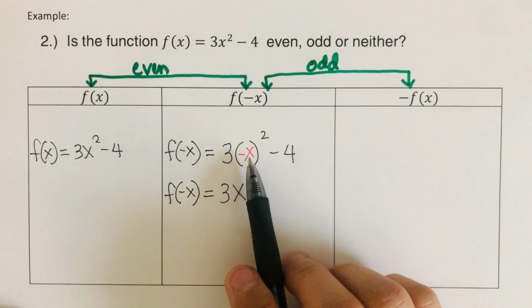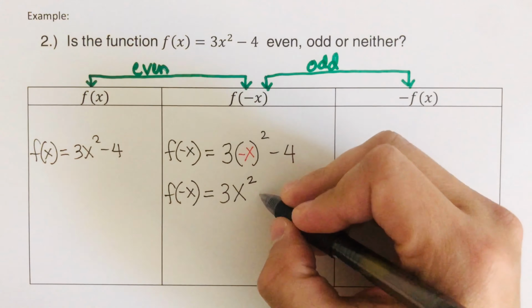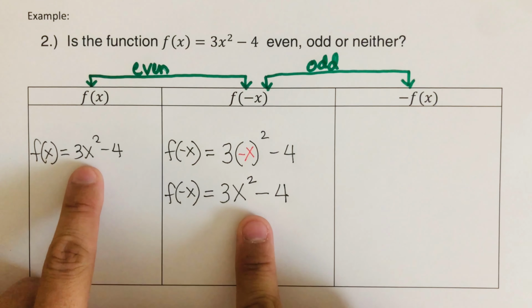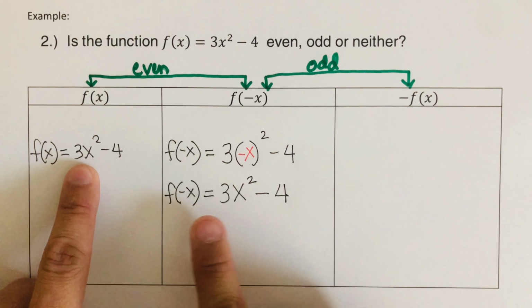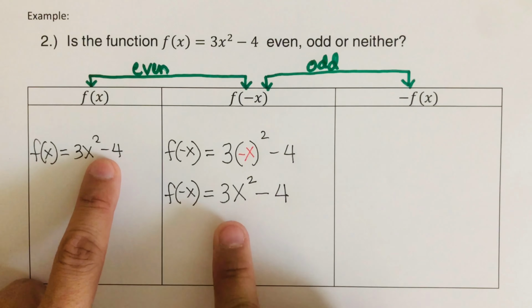So negative x times negative x is a positive x squared. And then we have a minus 4 at the end. So looking at this, our f of x is equal to the f of negative x. That's 3x squared minus 4. And then this is 3x squared minus 4.